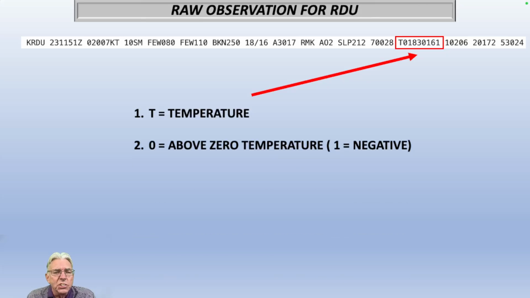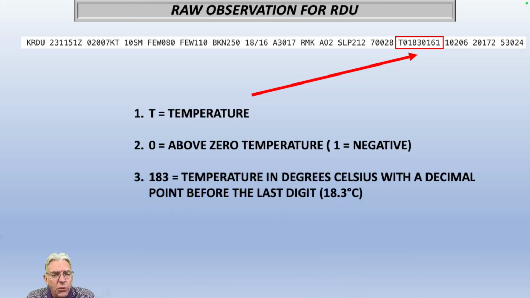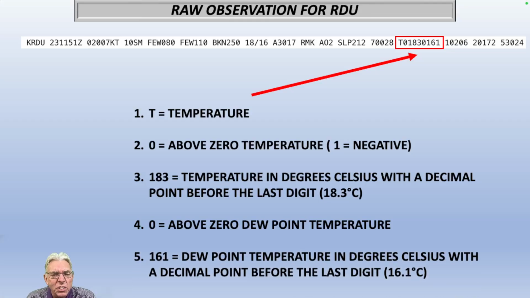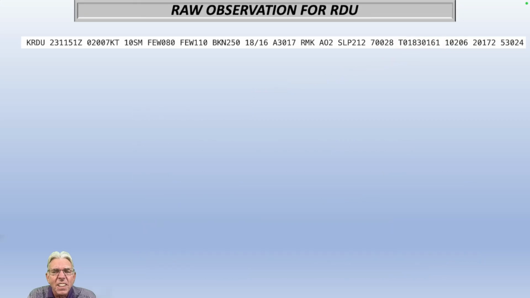So the 0 right after the T means the temperature is above 0, okay? If it's 1, then it's a negative number. So it's a positive number, and then 183 stands for 18.3 Celsius, decimal before the last digit. And then the dew point, 0, again means it's above 0, and then you have 161, and the dew point temperature is 16.1 degrees Celsius.